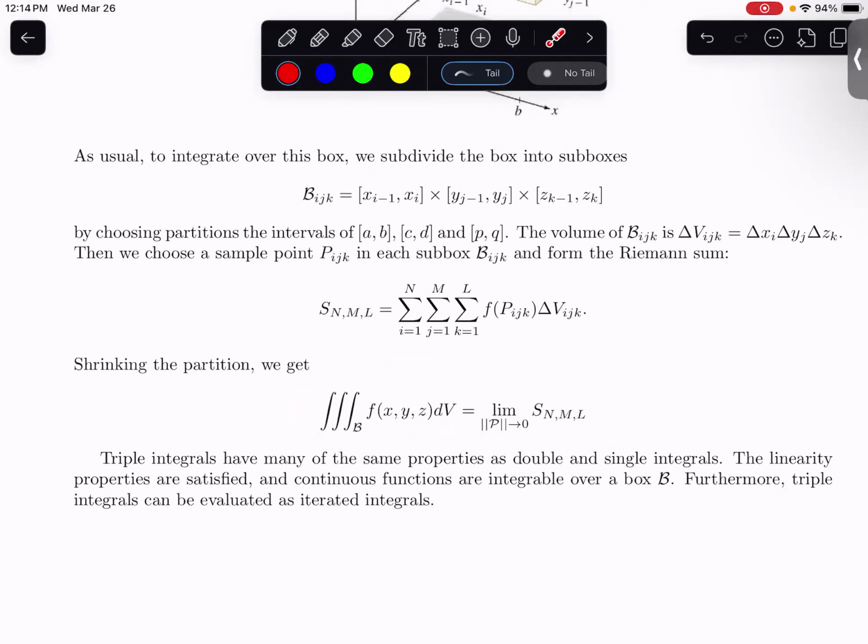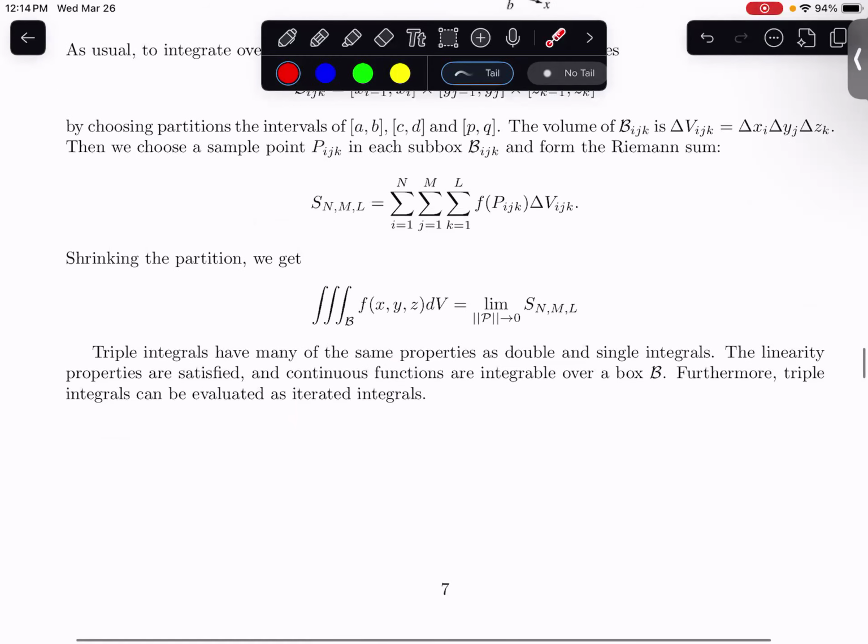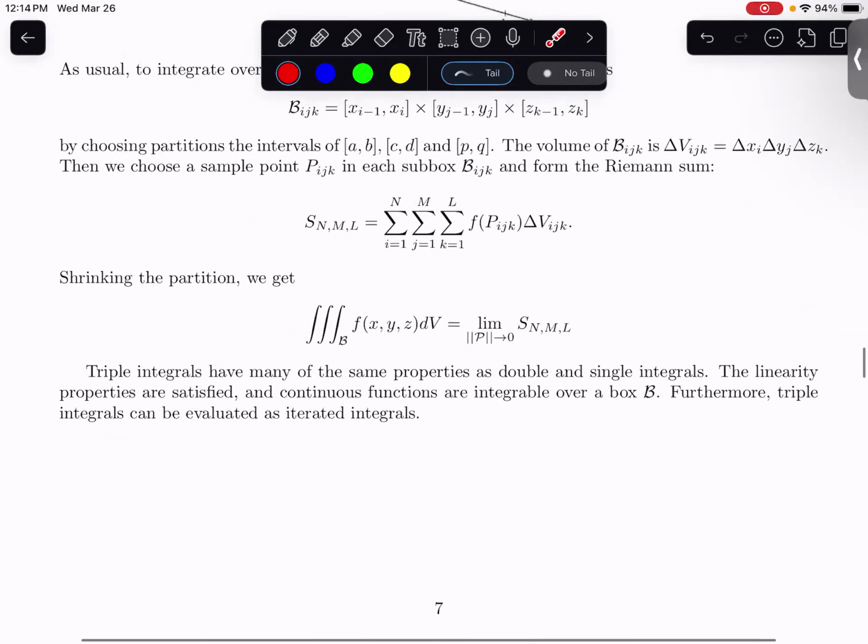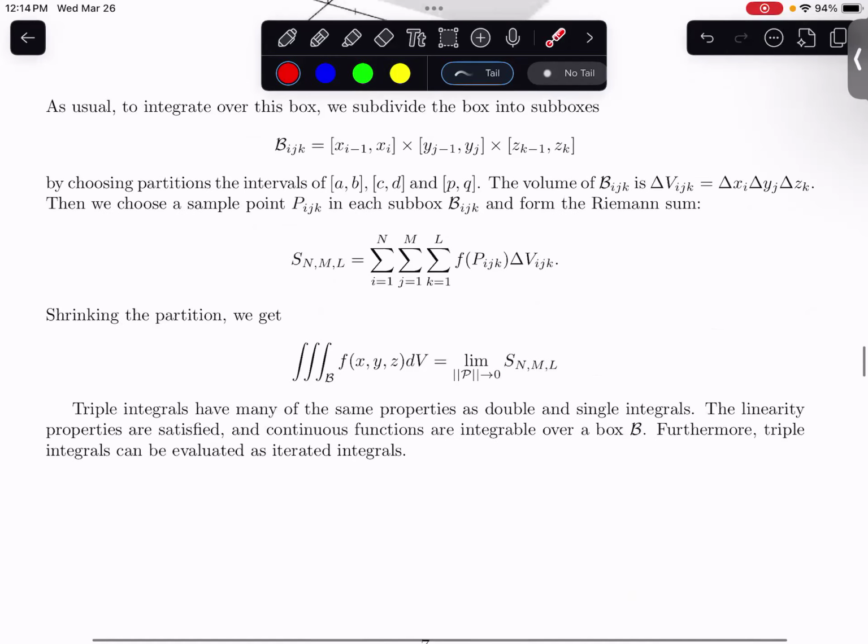So you should understand this, but I'm not going to ask you questions involving computing this thing and then taking the limit. We're not going to use the definition very much, but I thought I'd give you some ideas of how these are constructed. These triple integrals have many of the same properties as double and single integrals. So they're going to be linear. You can distribute these triple integrals over sums, and you can also pull constants outside of these triple integrals.